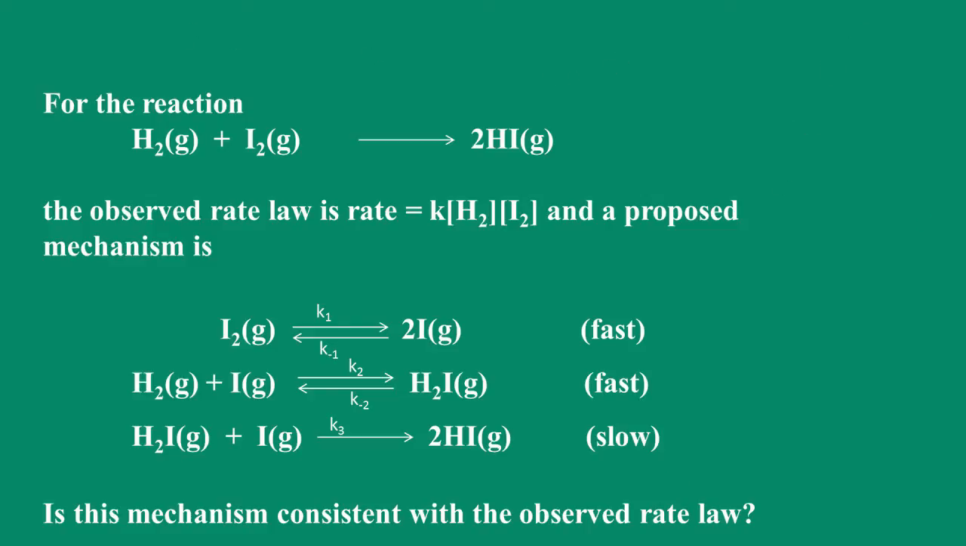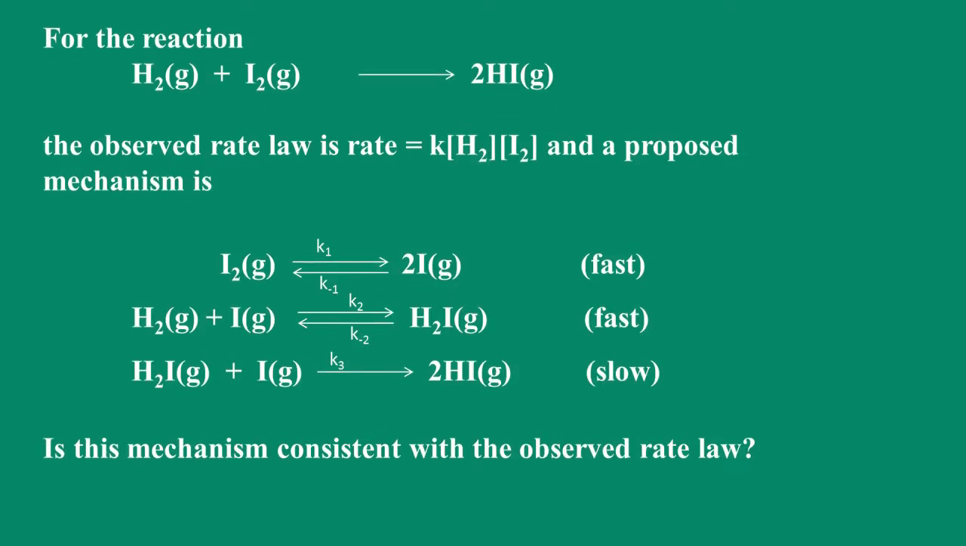Here we're given a reaction between hydrogen gas and iodine gas to produce hydrogen iodide. And we're also shown the observed rate law, and this is right here. By observed, remember that is the rate law that's determined from experiment. And we're given the proposed mechanism, and we're asked, is this mechanism consistent with the observed rate law?